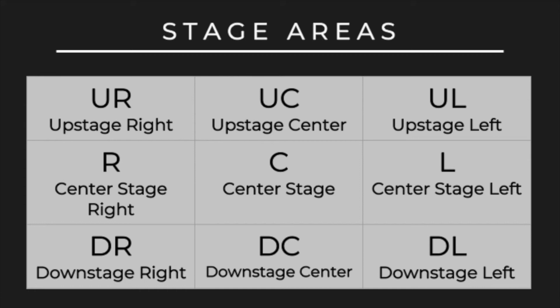For your downstage, it's going to be the closest to the audience, and your upstage is the furthest away from the audience. Now how we look at the stage is we look at it from the actor's point of view. So a downstage right would be closest to the audience and on the audience's left side, comparative to upstage left, which would be the furthest away from the audience and on their right.